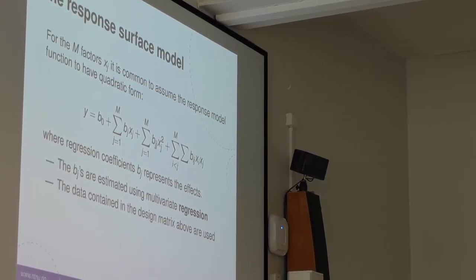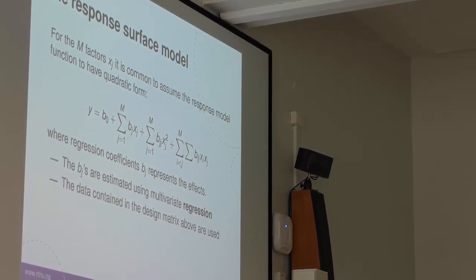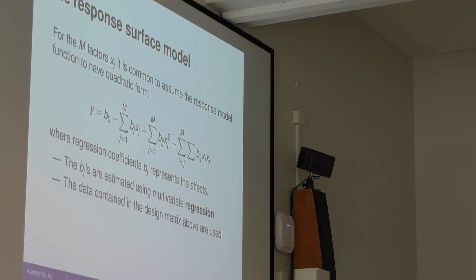So what you are interested in now are these B coefficients. These are regression coefficients, and they will be estimated from data after you have your design matrix. You have enough data to set up a system to solve, to do regression.